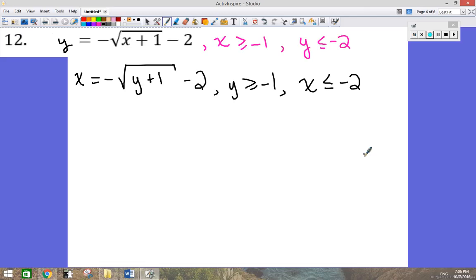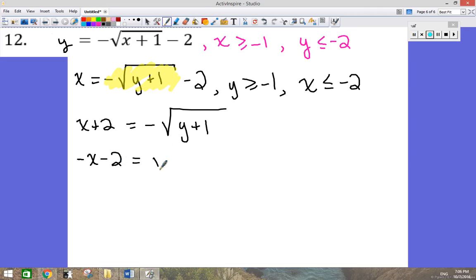I need to solve this equation for y. On the right hand side, I see two terms, and the term of interest that contains my y variable, I need to get it by itself. So I'm going to add 2 to each side. X plus 2 is equal to the opposite of square root of y plus 1. Well, that negative sign, I'm going to change the sign of every term in this equation. The x, I'm going to change its sign. The 2, change its sign. This is positive. And have it like that.